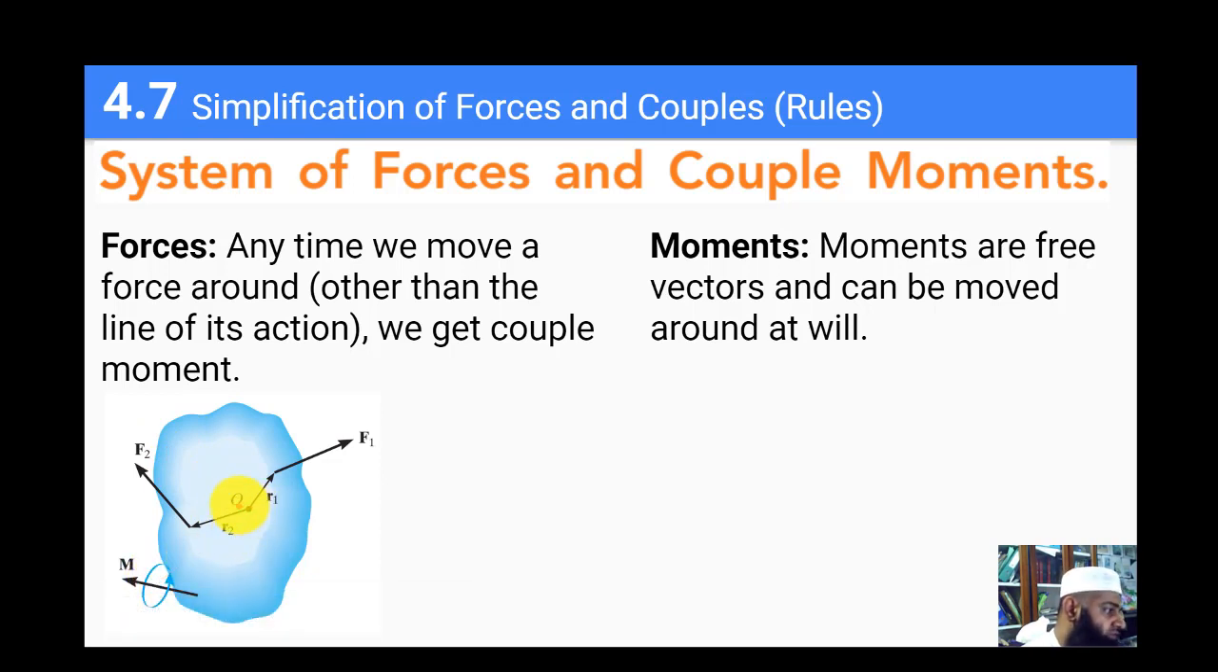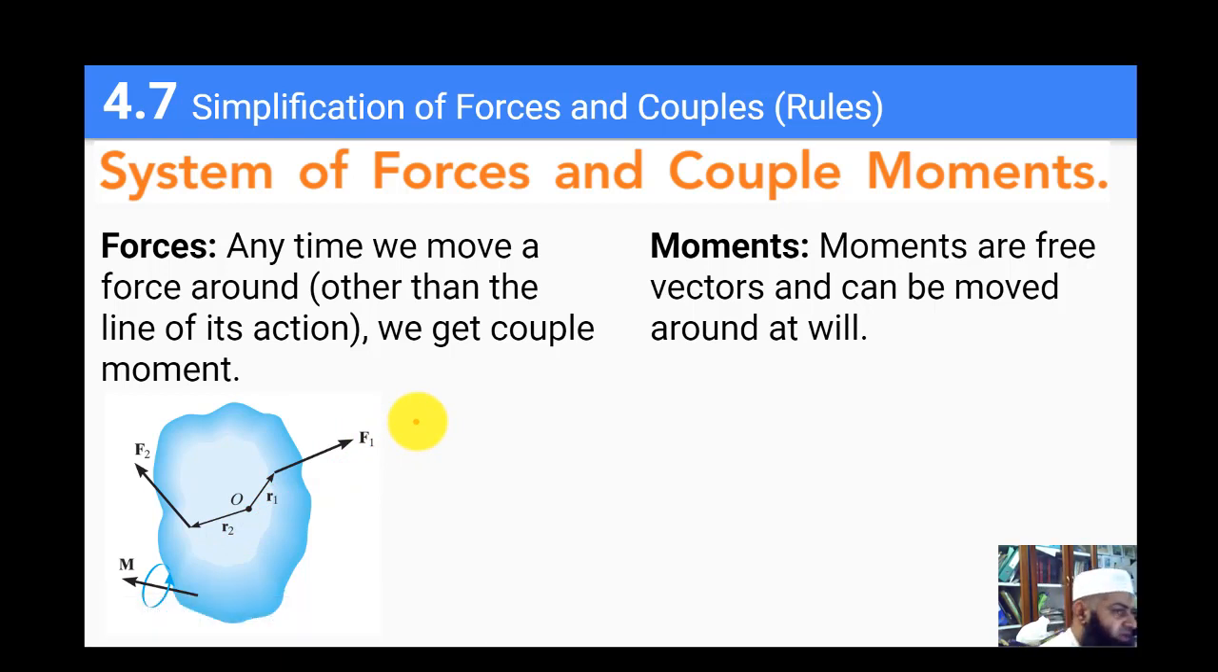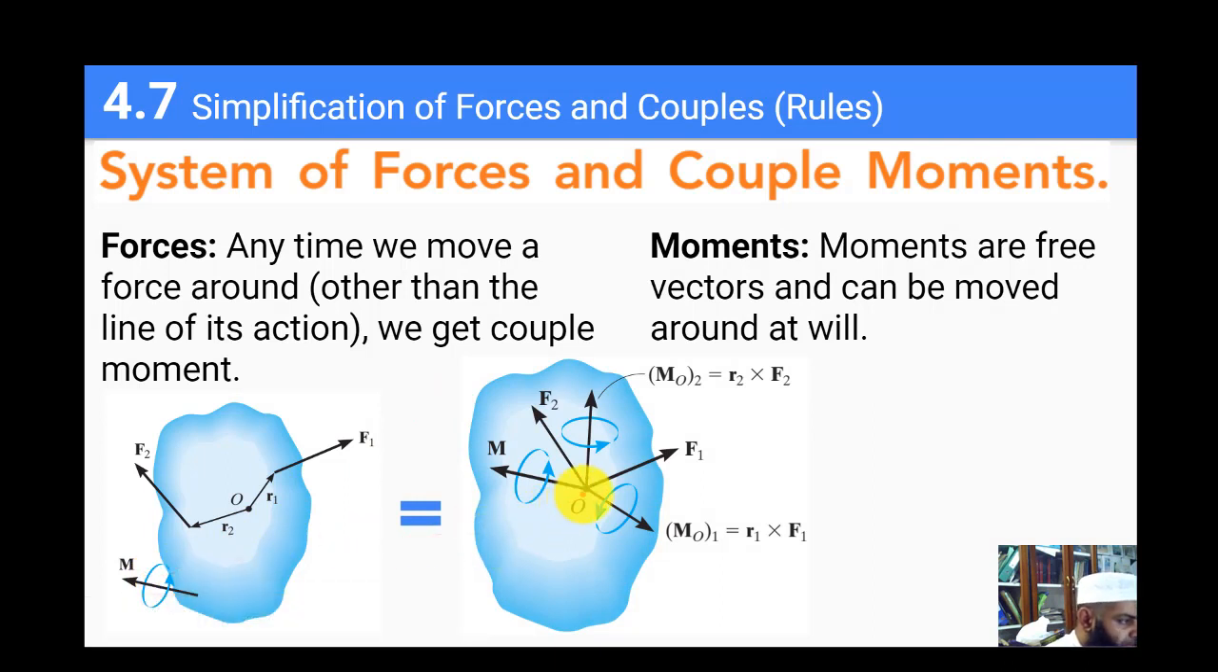So first step is that moments, we already know that moments are free vectors. Moments can just be moved around whenever we want them. That is something we saw in the last lecture. Anytime we have a couple moment, that couple moment can just be moved around to any point in that body. So first we can just move this couple moment to this point O.